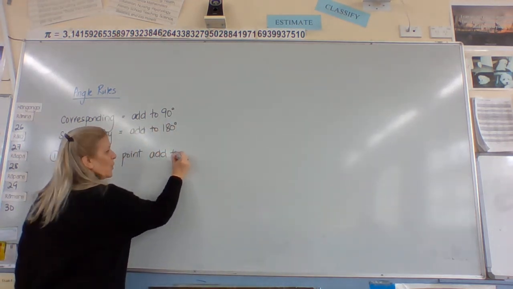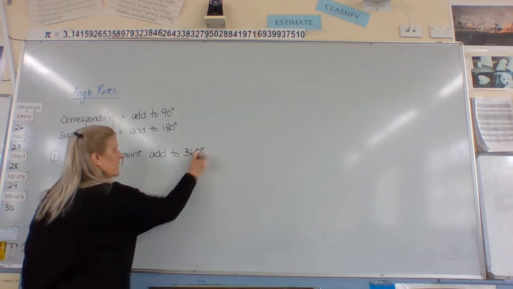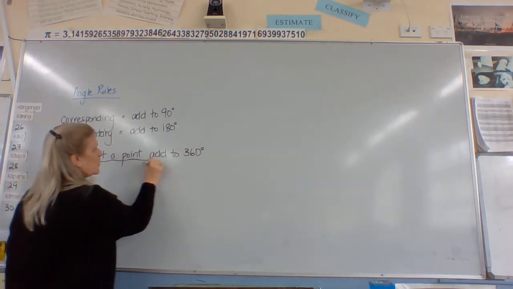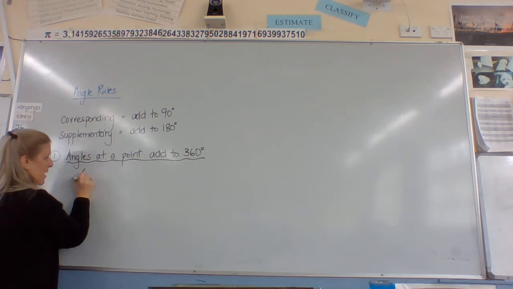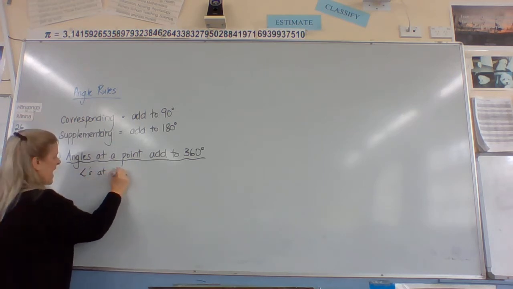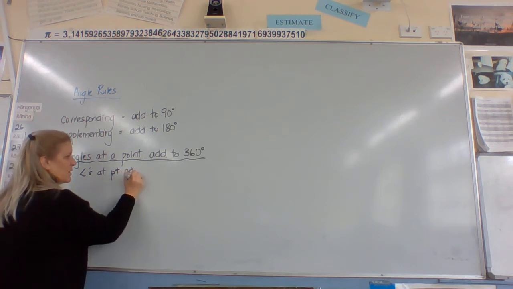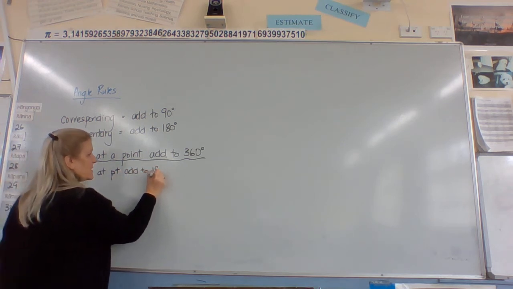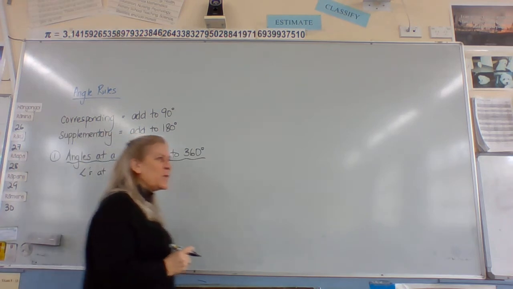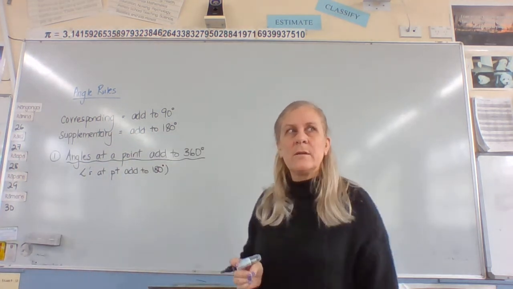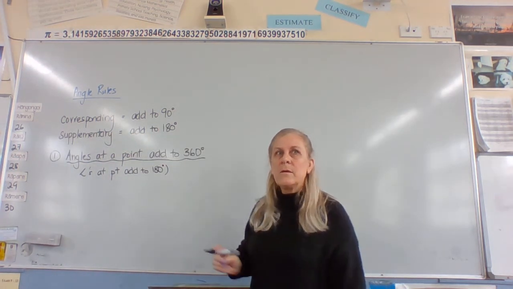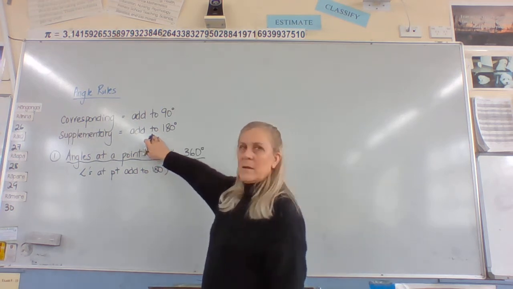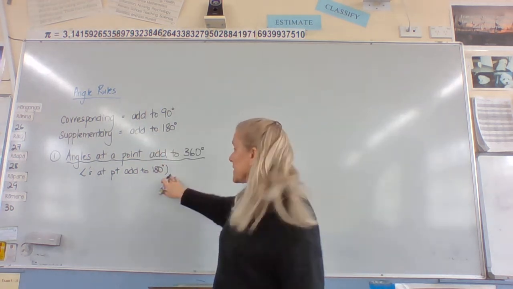Now that's an awful lot to write as the reason. So very nicely, we've come up with short ways to write them. So we write angles at a point, we don't write the add to 360. What else could we write instead of add to 360? Supplementary, but we don't. So we'll stick to this one.